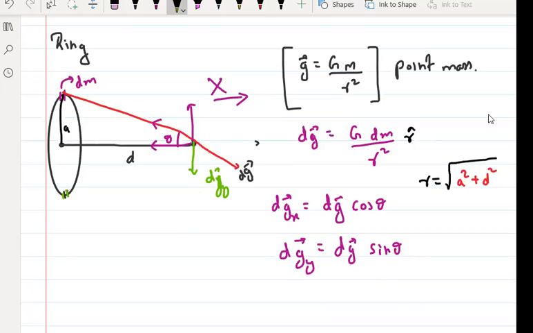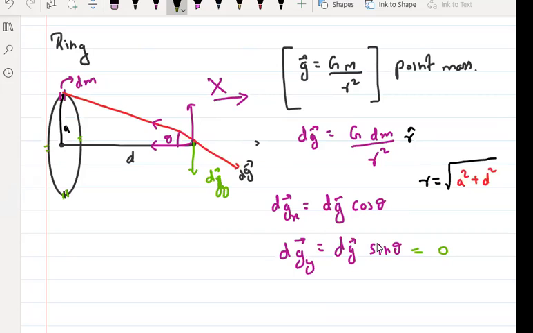Means every point on the y-axis will have its opposite side, which will cancel each other. Yes or no, guys? Think about it, step by step. If you take any point on this ring, it will have this opposite point. So this dgy vector will always have its complement, a vector which is opposite in direction. So this will become zero.